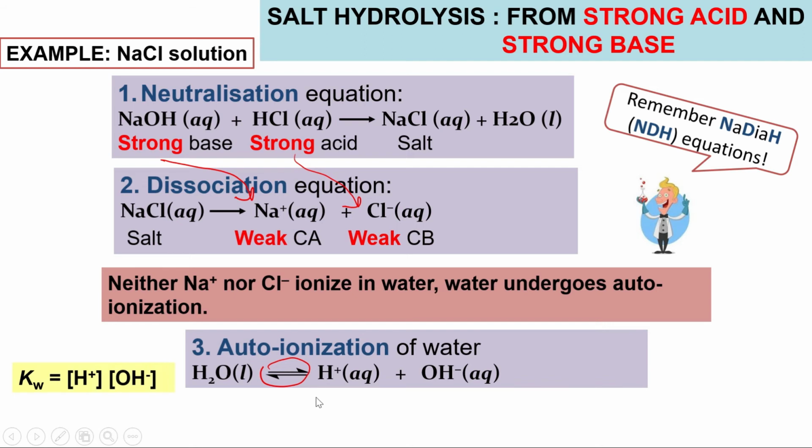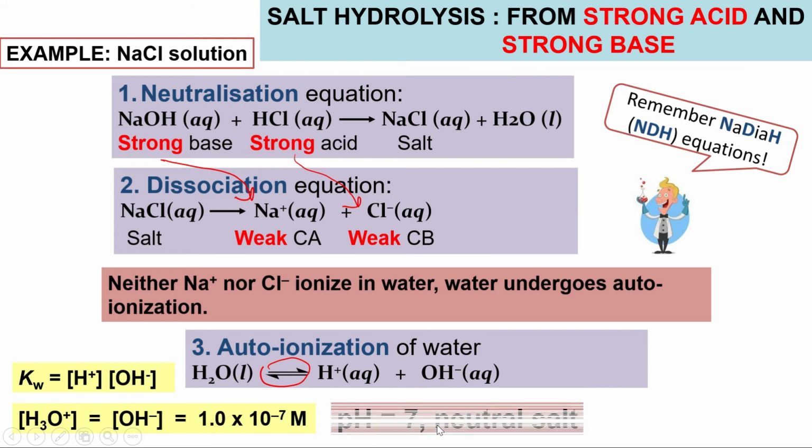So now, how do we determine the pH? How do we classify the salt? Now you must write down the equation of the ionic constant of water. Since at 25 degrees in pure water, the concentration of H3O+ is equal to the concentration of OH-. So these two have the same concentration, which is 1.0 times 10 to the power of negative 7 molar. Therefore, pH is equal to 7. It is a neutral salt. So a salt that is formed from the neutralization between a strong acid and a strong base is neutral.